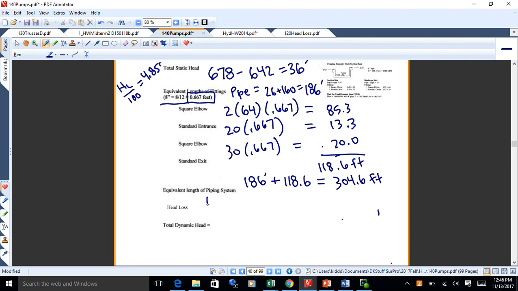So what do we get for the head loss? 3.046 or whatever there, times the head loss per 100, which is 4.85. It's 14.77 feet.